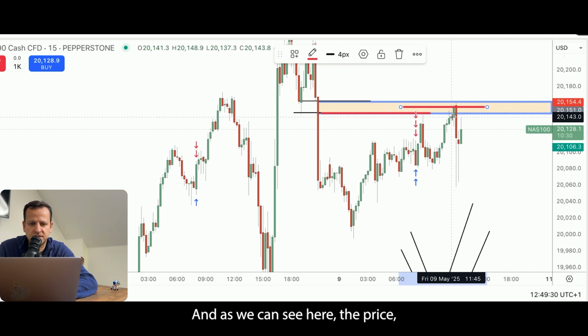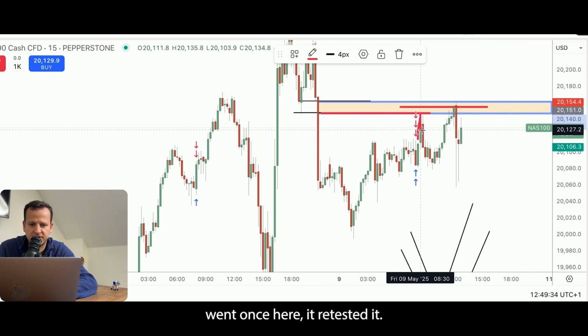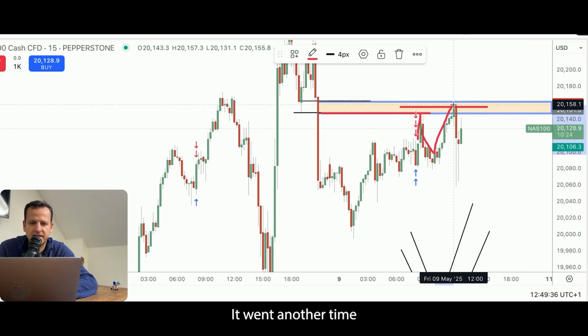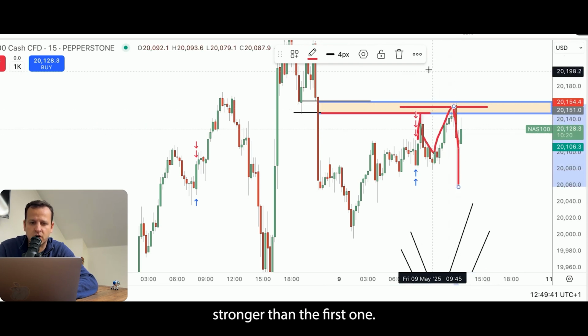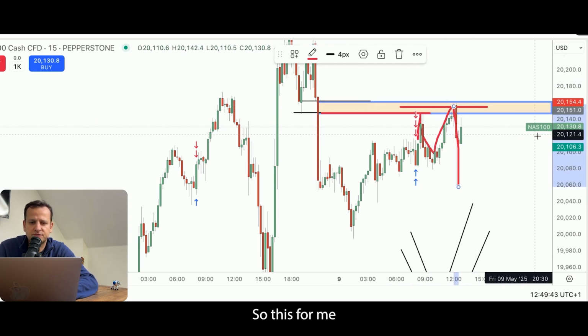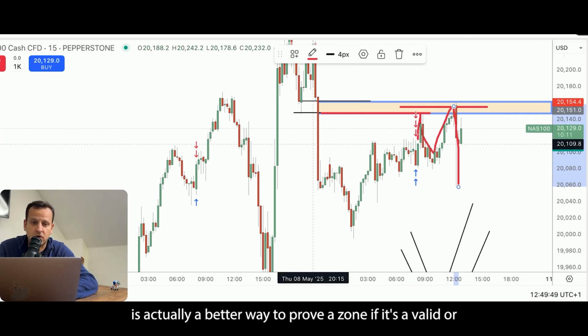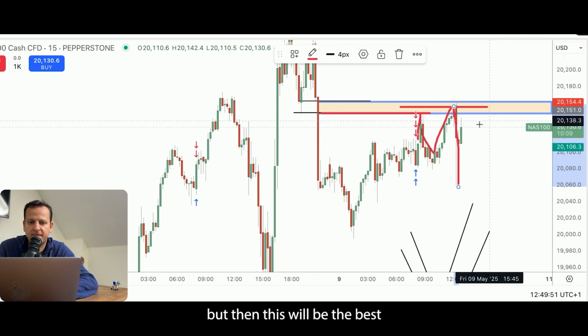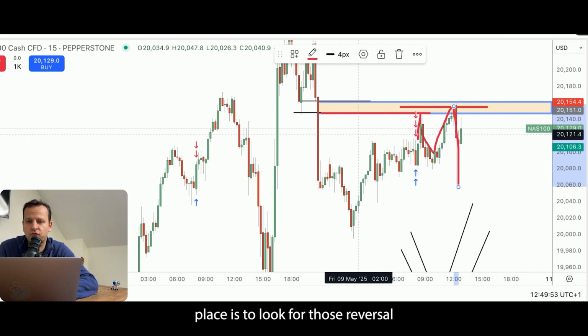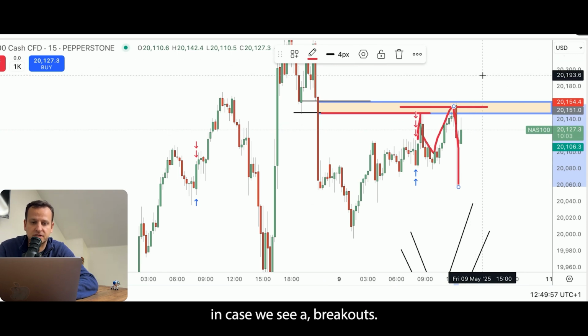And as we can see here, the price went once here, it retested it, it wasn't strong enough. It went another time here, it retested it, and the pullback is a lot stronger than the first one. So this for me is actually a better way to prove if a zone is valid, or if you're going to see a breakout. But then these will be the best places to look for reversal or continuation points in case we see a breakout.